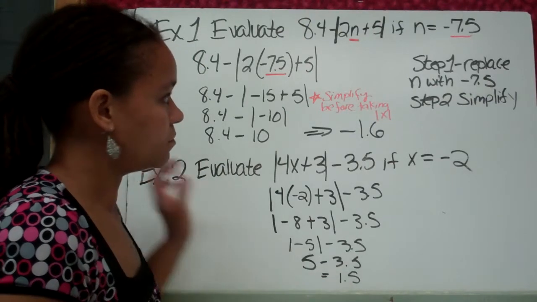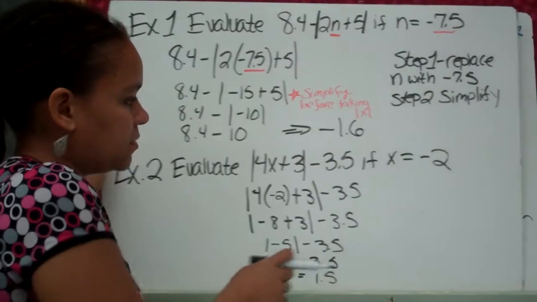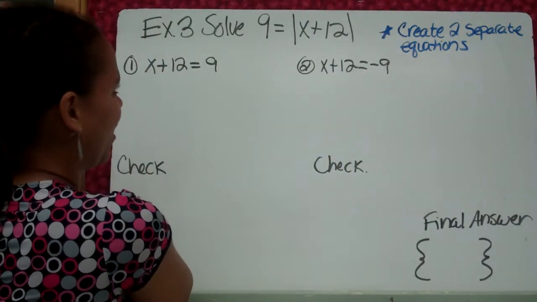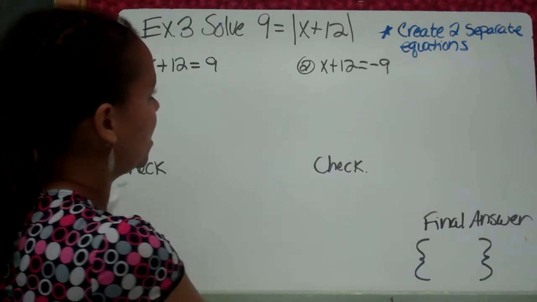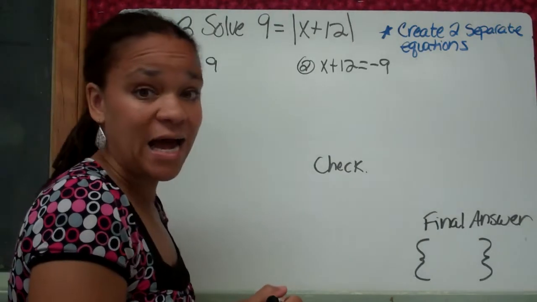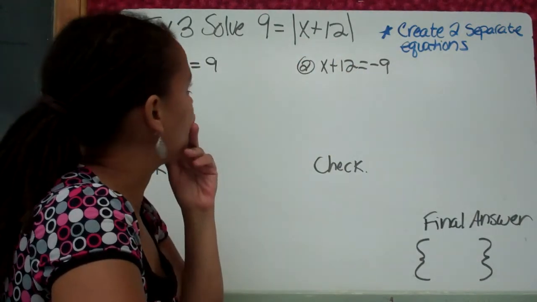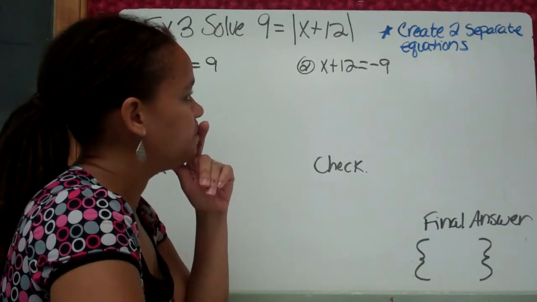All right, let's look at a couple more examples. Remember, you can always check your work and make sure you're correct. All right, example 3 says, solve 9 is equal to the absolute value of x plus 12. These are a little bit different.